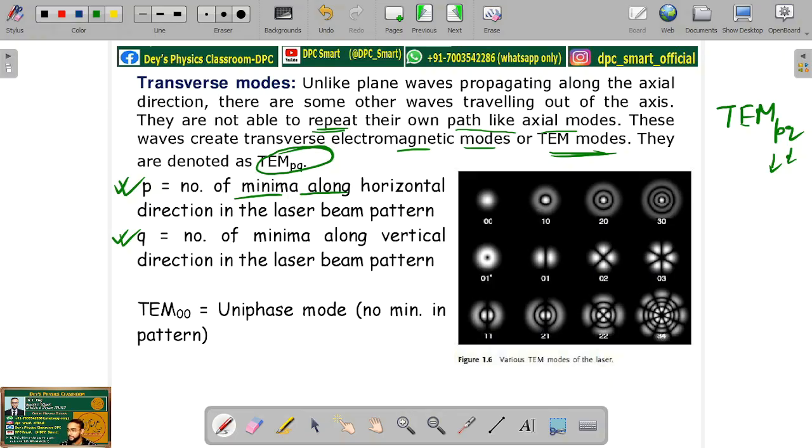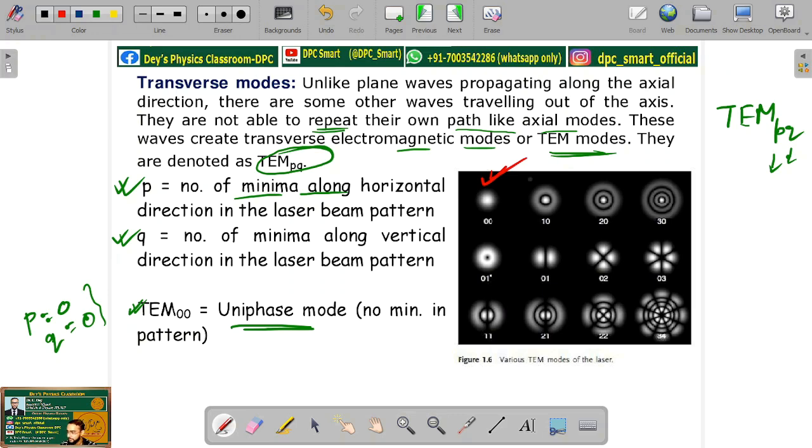Now if you see this figure, if the P value is 0 and the Q value is also 0, then the transverse electromagnetic wave can be denoted as TEM suffix 00. That means there are no minima along the horizontal direction as well as in the vertical direction. So there is no minima in the beam pattern of the laser. That means it would be a uniphase mode, so a bright spot would be there. So this one denotes TEM00, that means the transverse electromagnetic mode denoted by TEM00.